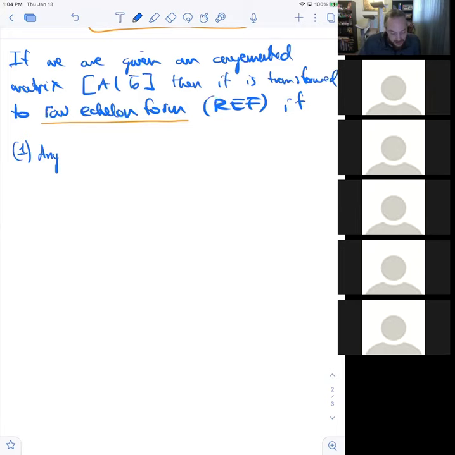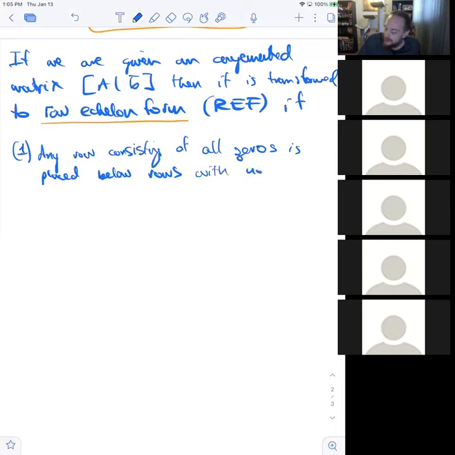1, any row consisting of all zeros is placed below rows which have non-zero entries. So that's the easy one. Put 0 rows at the bottom is what that says. Put 0 rows at the bottom.